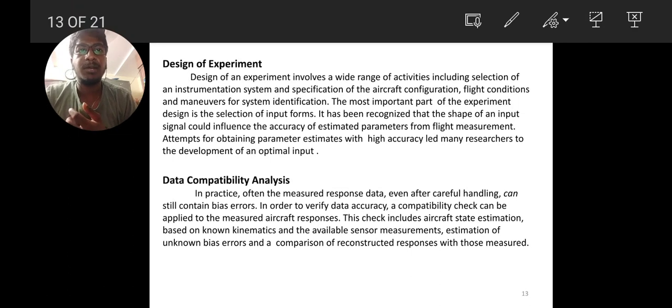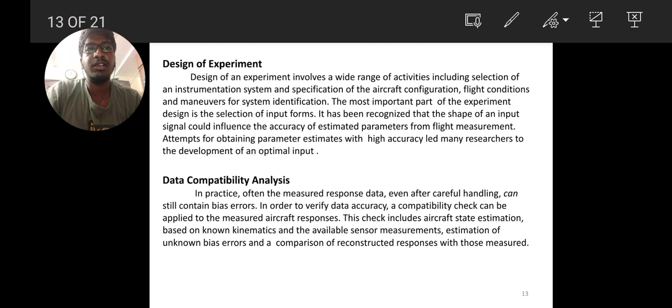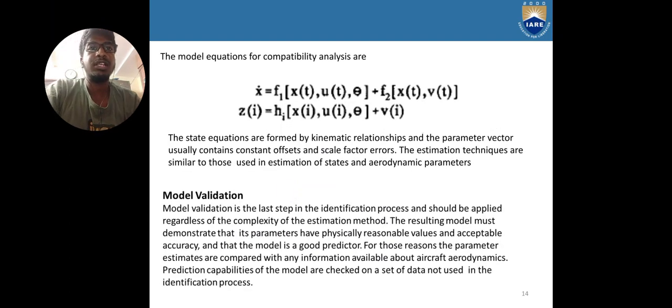Data compatibility analysis. In practice, often the measured response data, even after careful handling, can still contain bias errors. In order to verify data accuracy, a compatibility check can be applied to the measured aircraft responses. The model equations for the compatibility analysis are as given below. The state equations are formed by kinematic relationships and the parameter vector, usually containing constant offset and scale factor errors. The estimation techniques are similar to those used in estimation of state and aerodynamic parameters.